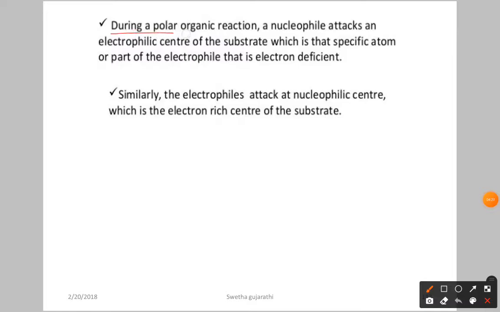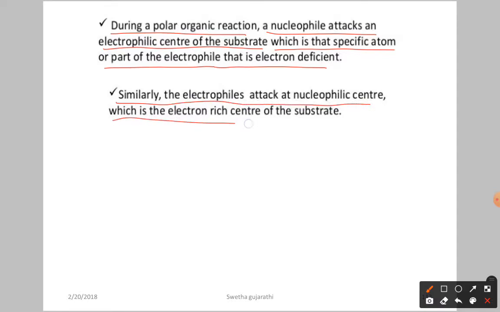In polar organic reactions, a nucleophile attacks an electrophilic center of the substrate, which is that specific atom or part of the electrophile that is electron deficient. Similarly, the electrophiles attack at a nucleophilic center, which is the electron rich center of the substrate. What is the meaning of this?